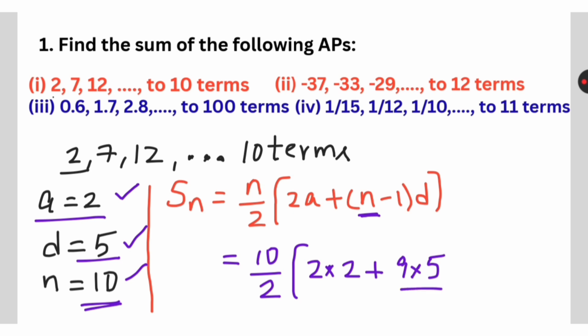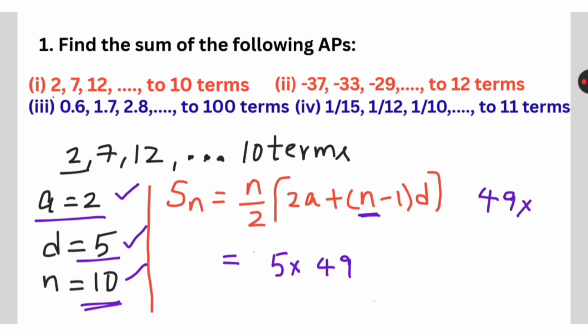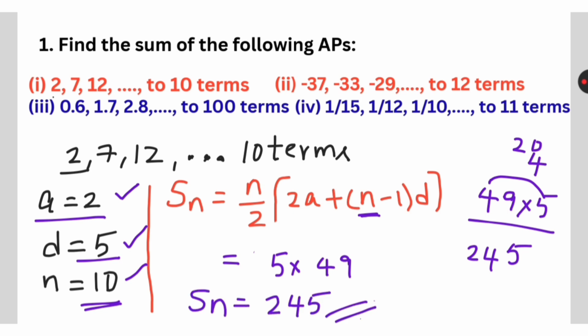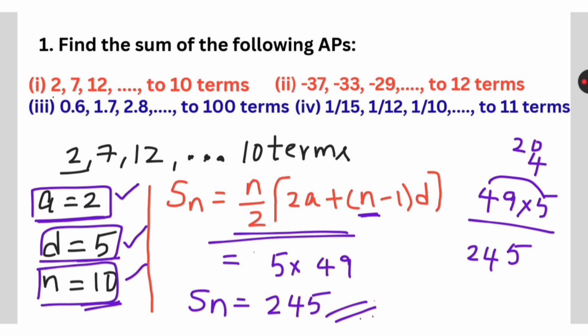Here 9 times 5 is 45. 2 times 2 is 4. 45 plus 4 gives 49. And here in the numerator we have 10 and in the denominator we have 2. If we cancel those, 2 times 5 is 10, so we get 5. We have to multiply 49 times 5. 5 9s are 45. 5 4s are 20, plus 4 is 24. So the sum of this arithmetic progression is 245. Like that you have to find out the first term, common difference and number of terms. Then you can substitute in this formula.